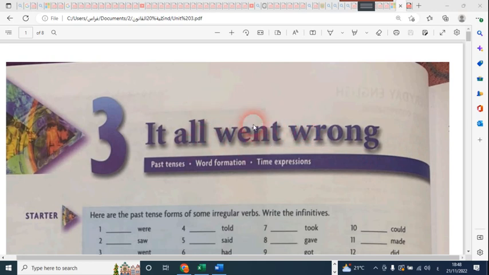وهنا أنا اختار الverb went which is in the past because the unit will talk about the past tenses لأنها ستتحدث عن الأزمنة الماضية past simple and past continuous. والعنوان it all went wrong.